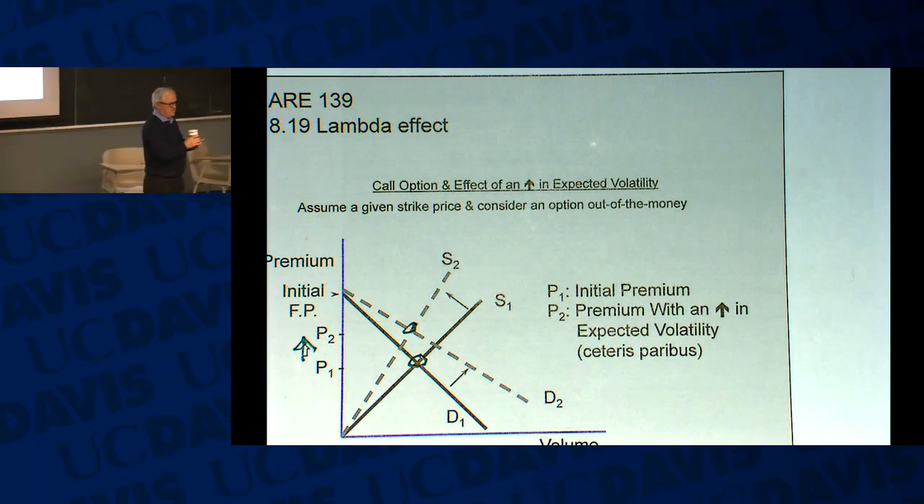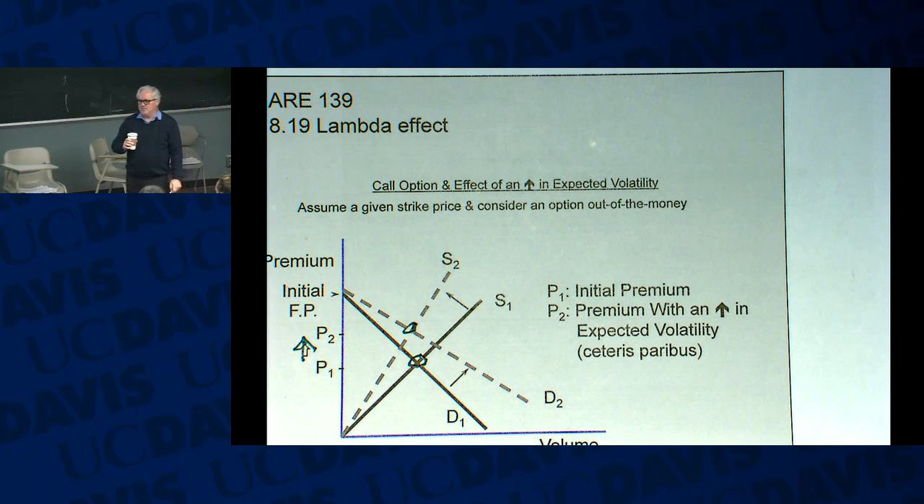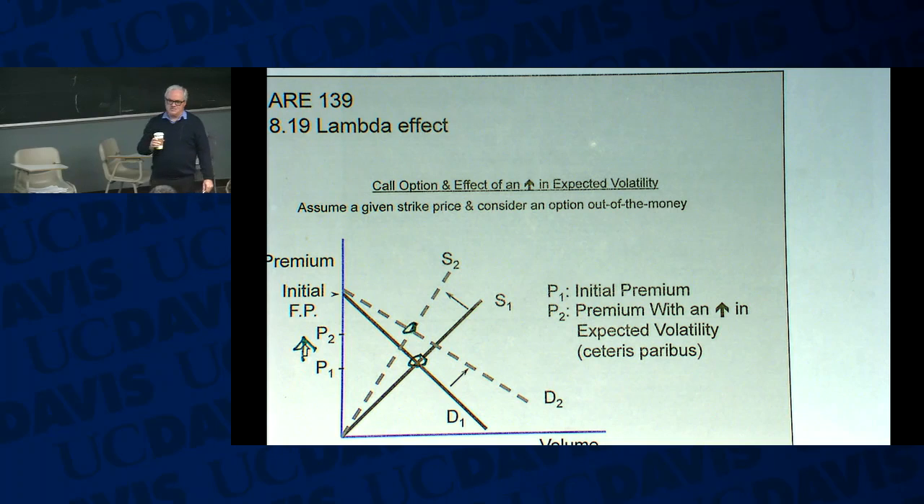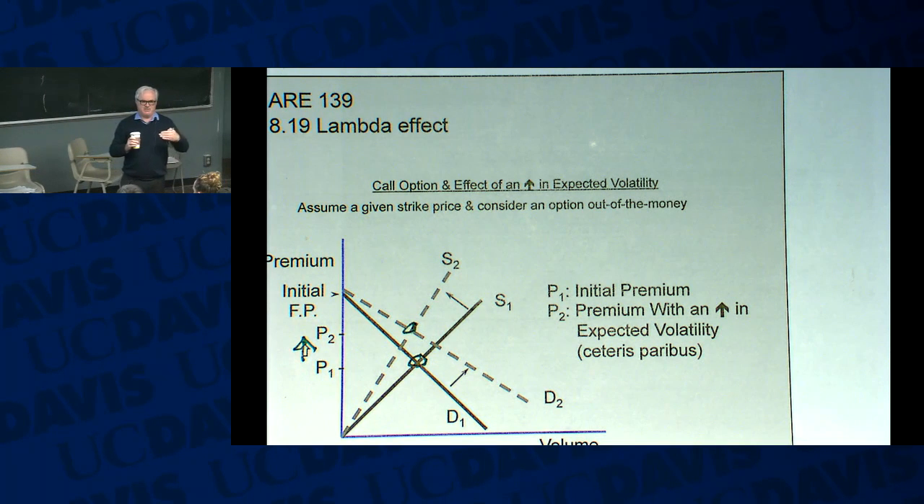That's right. So volatility works both ways. The price could go up or it could go down. But if you're buying the option and it's out of the money and there's increased volatility, it simply means that there is a greater probability it's going to move in the money. So you'd be willing to pay more for it.